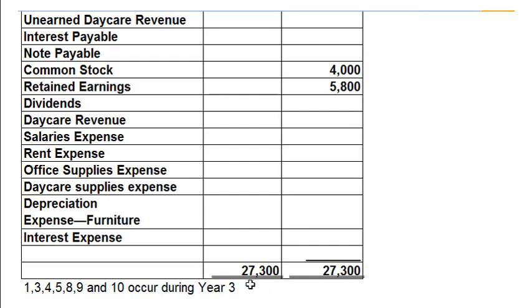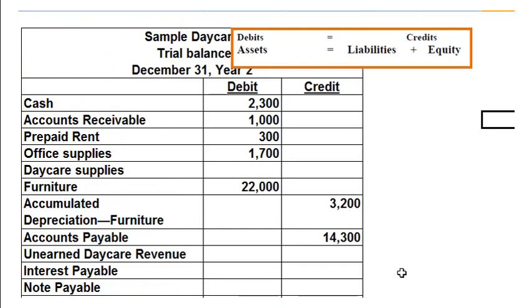And by the way, these aren't assets and liabilities and equity. This is just total debits and total credits. So let's take a quick look at the various accounts that are involved here.